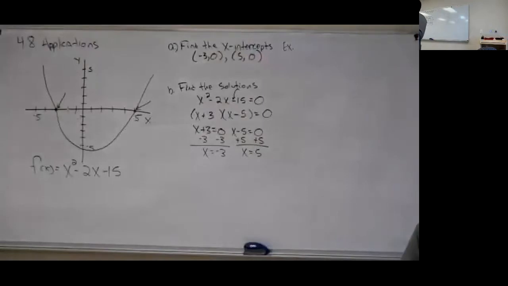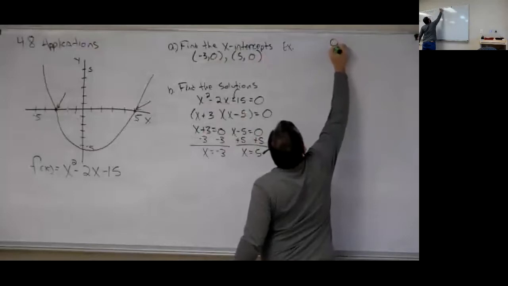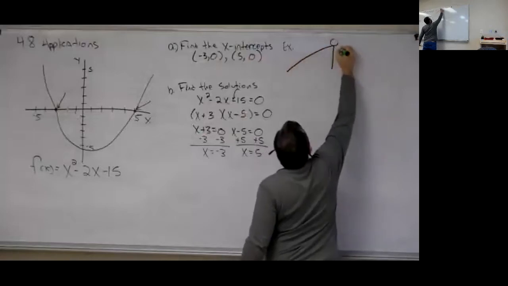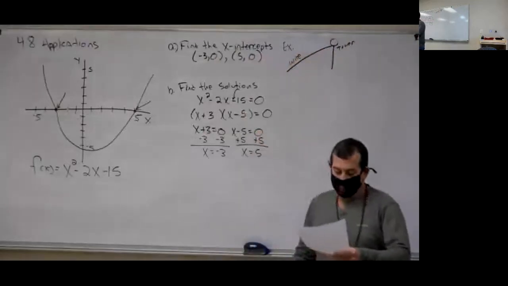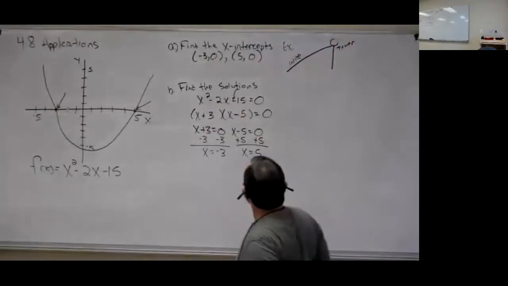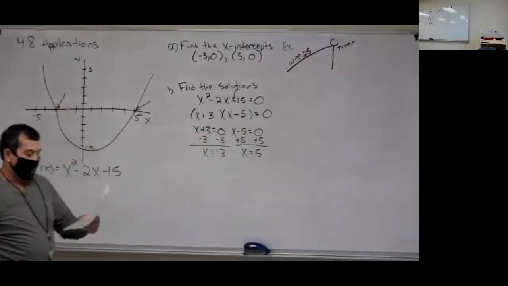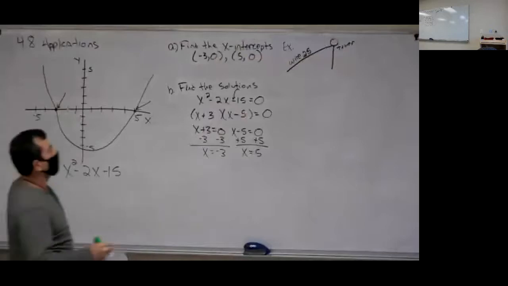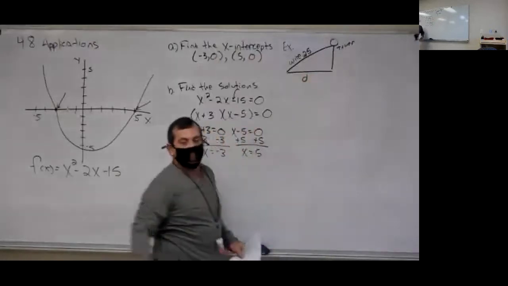So a wire is stretched from the ground to the top of an antenna tower. So here's my antenna tower. And there's a wire being stretched from the ground to the top of that. The wire is 25 feet long. And then it says the height of that tower is 5 feet greater than the distance from the tower's base to the end of the wire. So here's the tower's base to the end of the wire. I don't know that distance, so we'll just call that D.